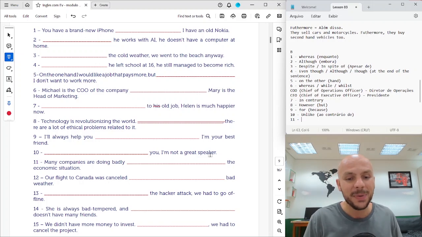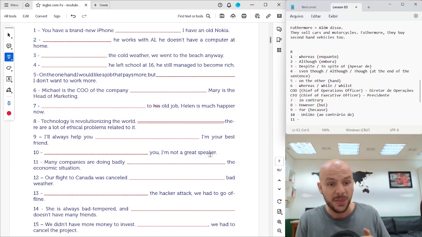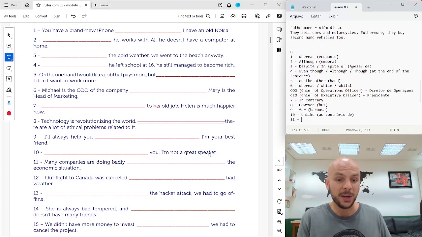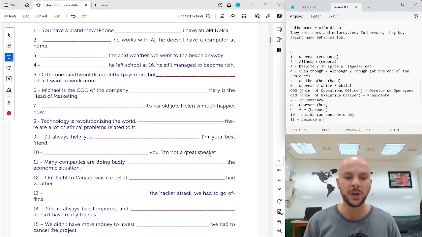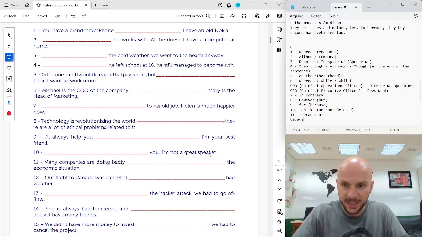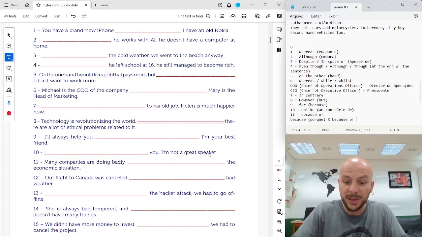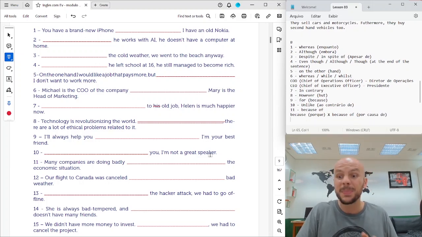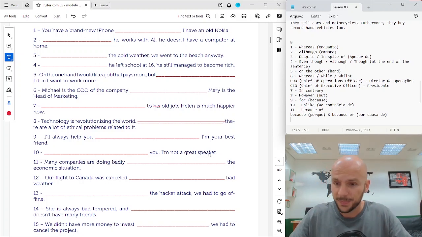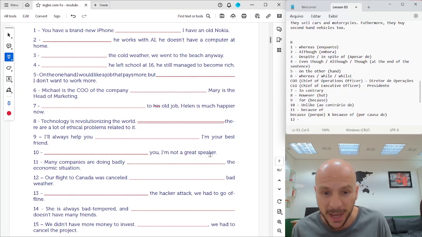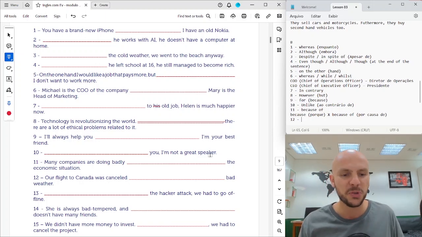11. Many companies are doing badly. The economic situation. Many companies are doing badly because of the economic situation. Don't confuse because, which is porque, with because of, which means por causa de. Okay? Be careful. So many companies are doing badly because of the economic situation.